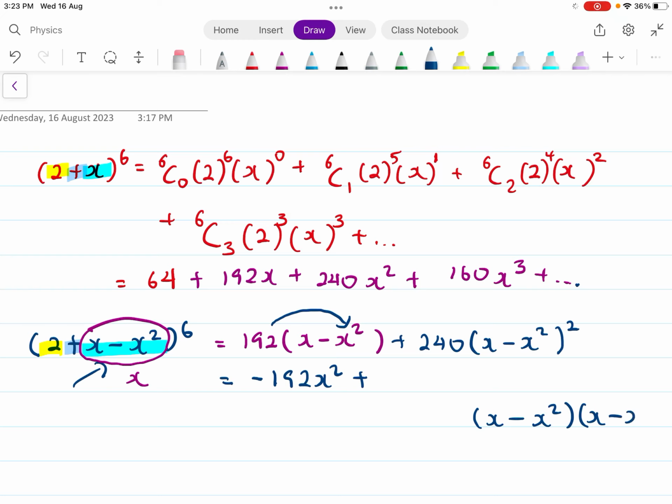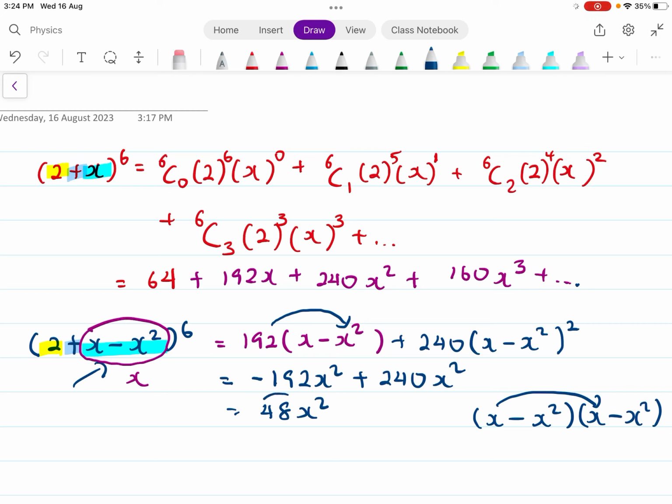There's only one x squared term, meaning it's the first one. So this is x squared. The others are all x cubed and x to the power of 4, so this one also don't need. So I simply just put 240x squared. Then I'm done already. After that, you just need to use the calculator. They want the coefficient, right? So 240 minus 192 is equal to positive 48x squared.